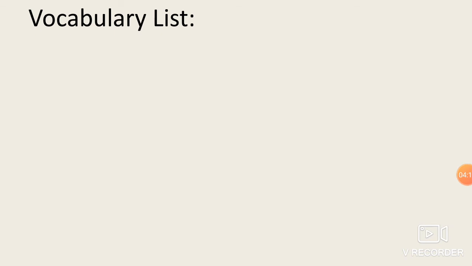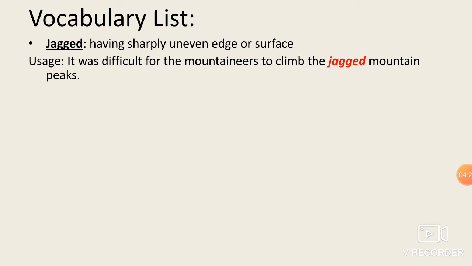Finally, the vocabulary list for my learners, which will definitely help you to enhance your vocabulary knowledge. First word, jagged. It means having sharply uneven edge or surface. The example is there in front of you. It was difficult for the mountaineers to climb the jagged mountain peaks.